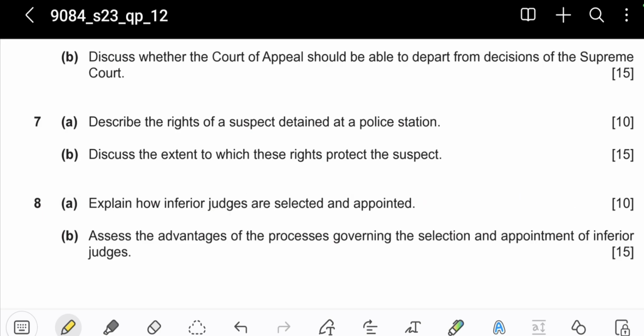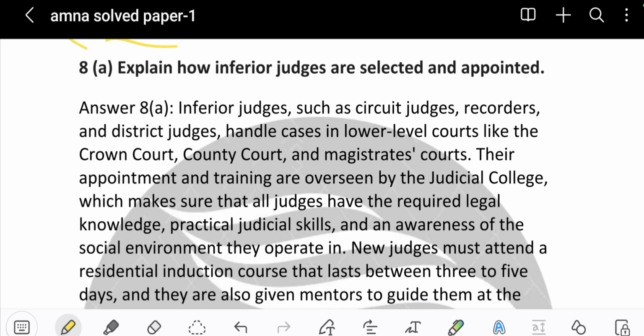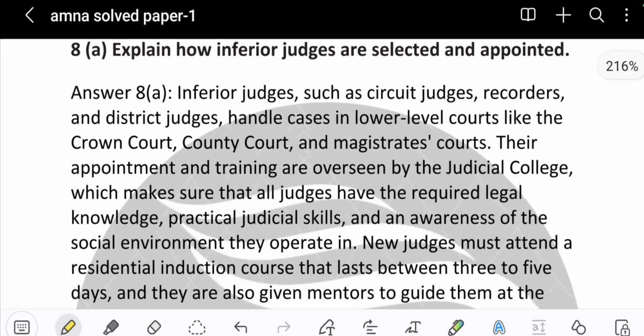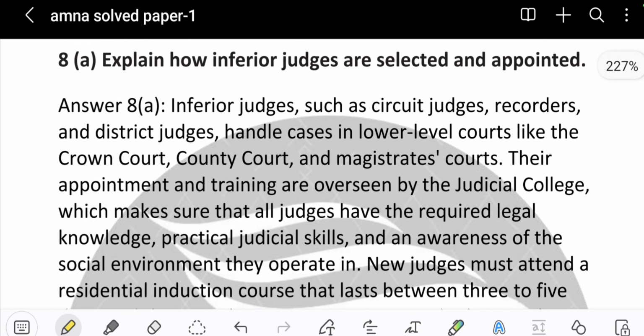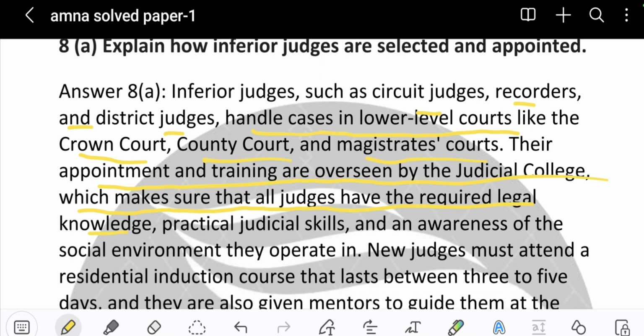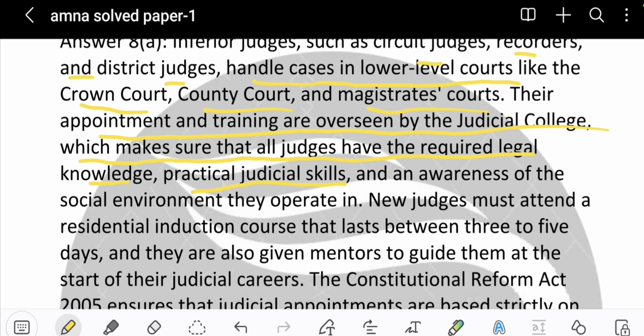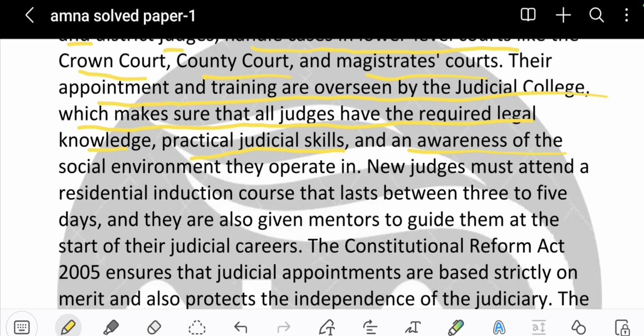Now I'm going to open my answer. So the answer is open and I'm going to explain it in detail. Inferior judges such as the circuit judge, recorder and district judges handle cases in lower courts like the Crown Court, County Court and Magistrates' Court. Their appointment and training are overseen by judicial colleges, which make sure that all judges have the required legal knowledge, practical judicial skills and an awareness of the social environment they operate in.